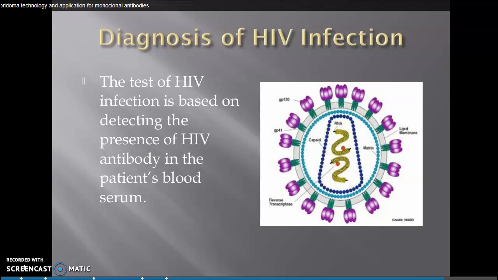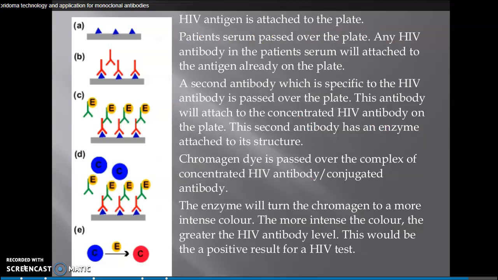Next, as I said, this is also used to detect some infectious organisms, for example the test for HIV. Here we synthesize a monoclonal antibody against the HIV antibody, and we are looking for HIV antibodies. The HIV antigen is attached to the plate. The patient's serum is passed over this plate, and when the patient has the virus, that person's blood will have the antibody too. So that antibody will bind to the antigen we have attached.